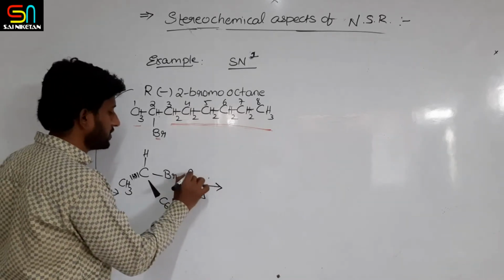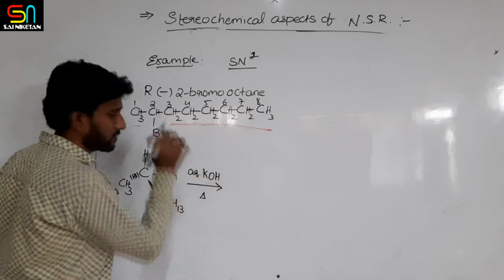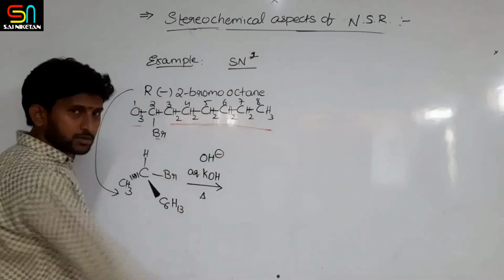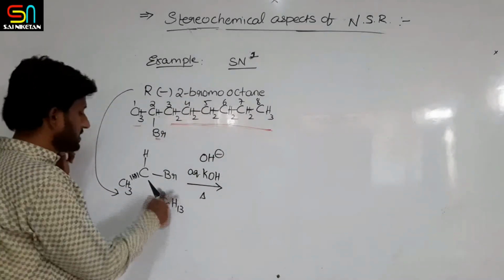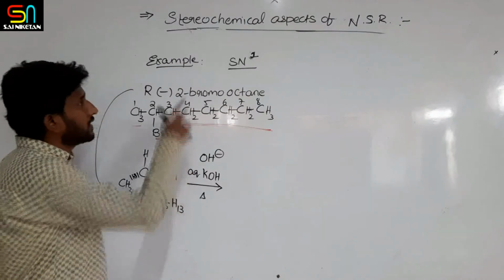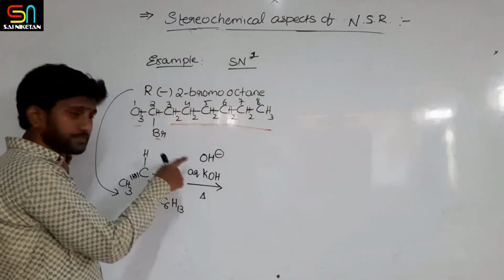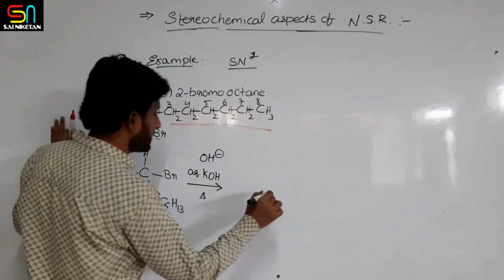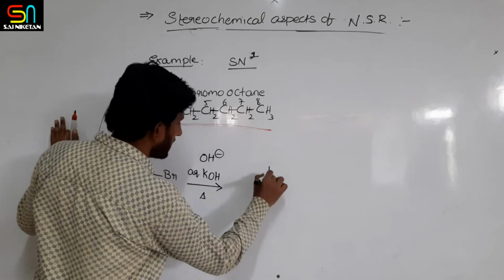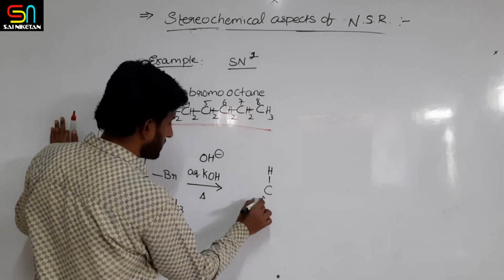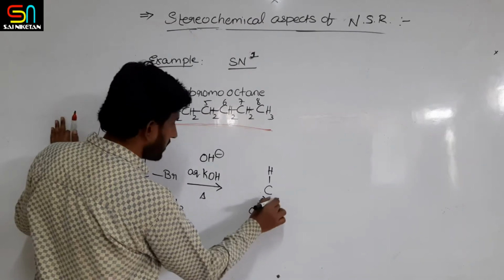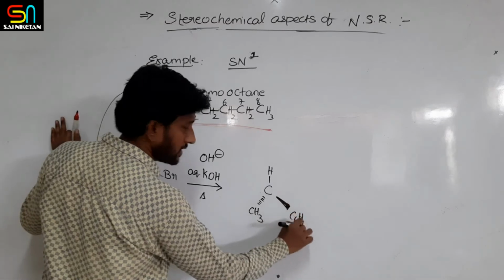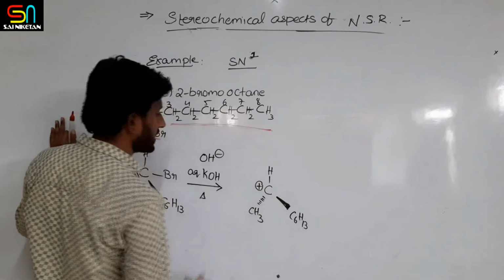heating with aqueous KOH, let us take reaction with aqueous KOH. Then what happens again? OH minus should attack, no? Now bigger groups are there on this, so due to steric factor, it will undergo SN1 mechanism. Means first carbocation will form. How the carbocation will form here? This carbon is here with hydrogen atom, one methyl group is there, and one hexyl group, C6H13, is attached to this. This is the carbocation you will get.